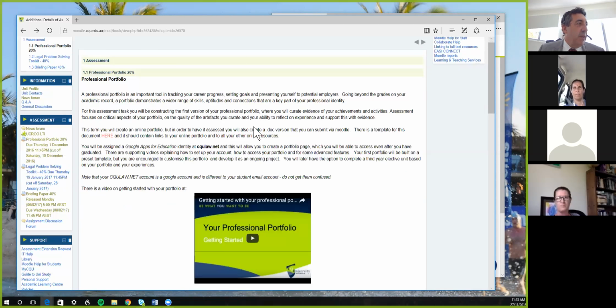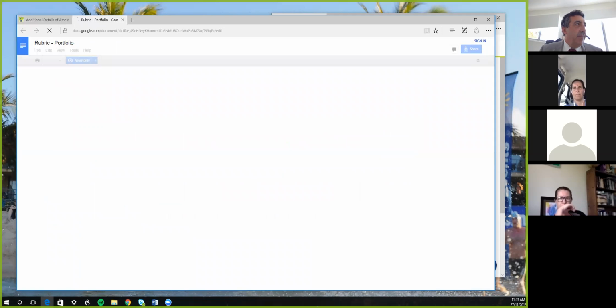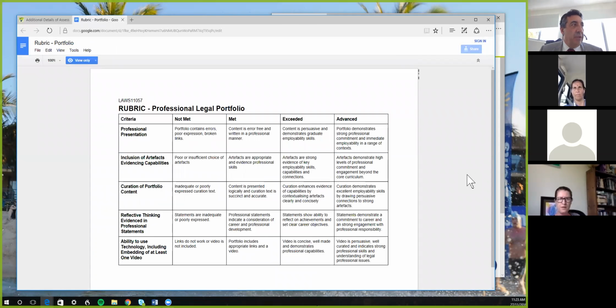The assessment rubric is there as well, but it's pretty straightforward in terms of how the assessment should occur. And we're looking for professional presentation, which is number one, your ability to include artifacts. So artifacts are really just documents which go to establish something. Your choice of artifacts and how it creates or deals with your core curriculum is important. The curation is really the way in which you justify or support the material, and it demonstrates in the advanced marking rubric excellent employability skills by drawing persuasive connections to strong artifacts. So that's your curation issue.